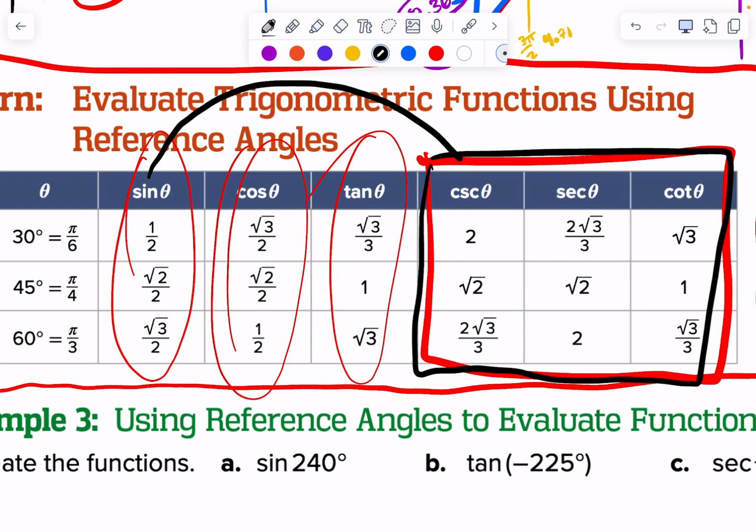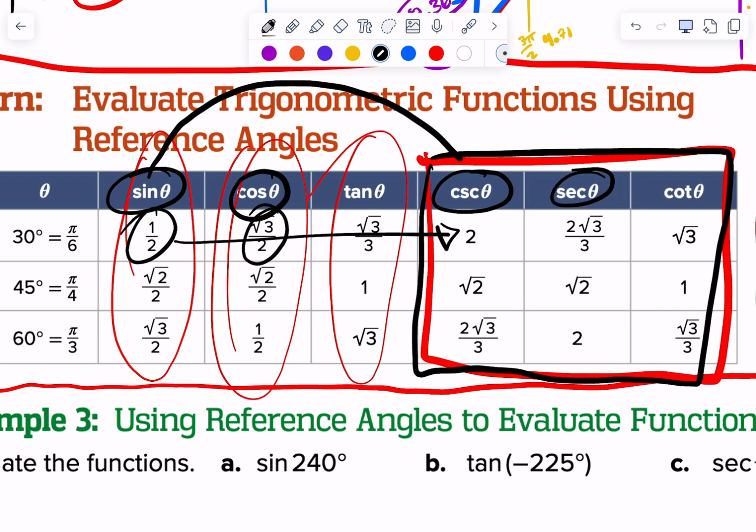Reciprocal identity, yeah. So sine and cosecant go together. What's the flip of 1/2? 2, right? Cosine and secant go together. What's the flip of the square root of 3/2? 2 square root of 3/3 after you rationalize it, right? If you do tangent and you flip it, you get square root of 3, all the things, right? Okay, so that's how you get those other 3.